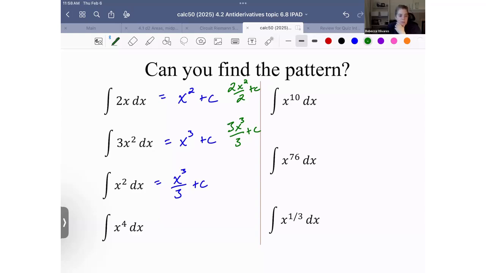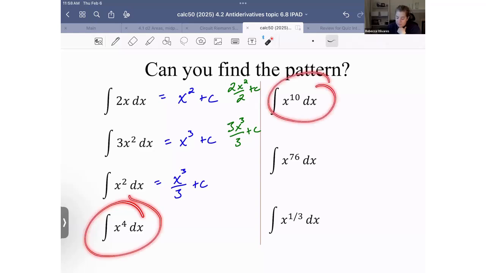So try, I'll give you maybe 15 seconds to try the next one. So x to the 4th, x to the 10th, x to the 76th, and x to the 1/3.